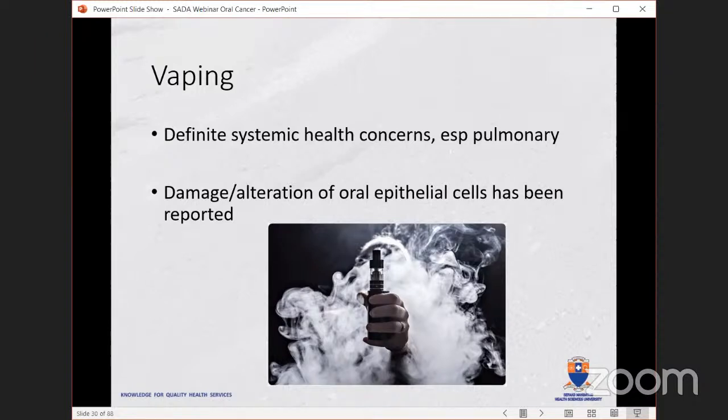And their findings suggest that e-cigarettes not only have systemic health concerns, we've all read and heard about things like popcorn lung, etc., but can also negatively affect the oral cavity. The chemical vapors produced by vaping can alter or damage the epithelial cells and can lead to oral ulcerations and even oral cancer, which was also mentioned by Sundar et al. in 2016, for those interested.